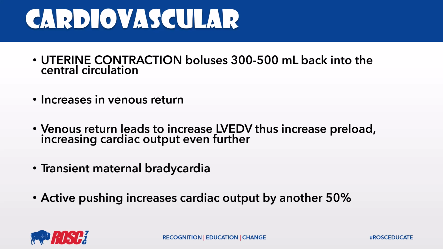To make things even more interesting, during uterine contraction, we can have up to a half liter of blood bolus back into the central circulation. So this increases venous return. And if the heart is working correctly, anytime I increase venous return, it's going to increase my cardiac output. This is one of the reasons that we can see transient maternal bradycardia during uterine contraction.